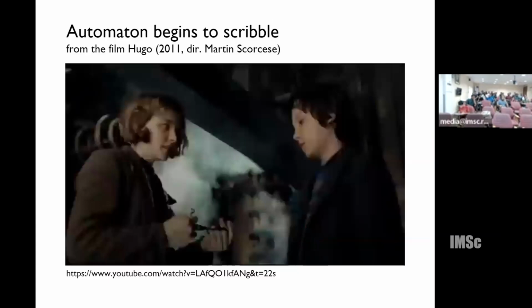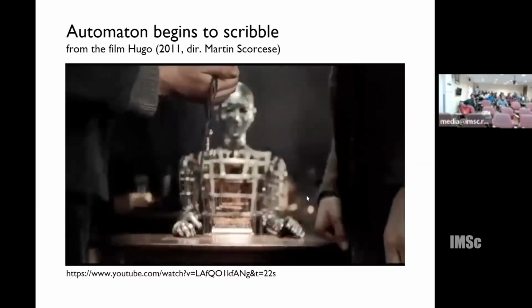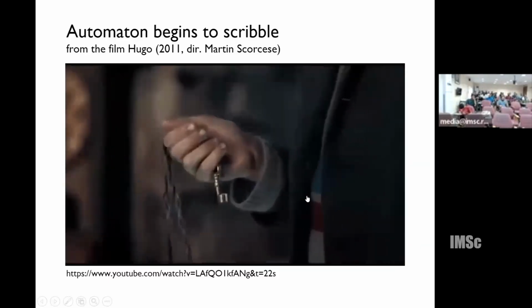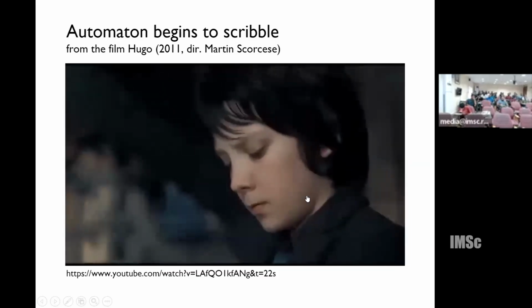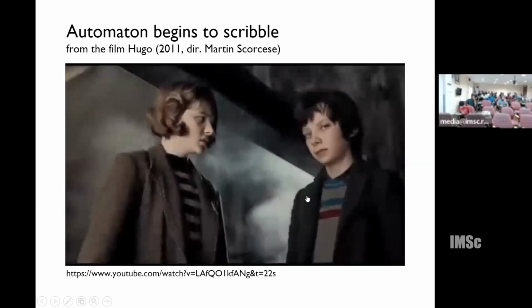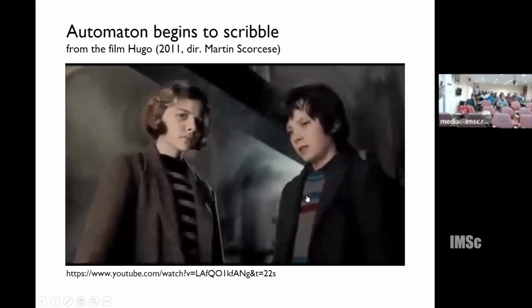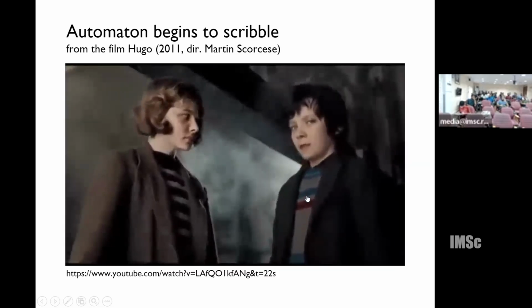How many people have watched Hugo? Okay, quite a few. Most of you might have seen this clip already, but for the benefit of those who haven't, let me just play this. It's from somewhere towards the end of the movie, where Hugo discovers the key with which to wind up that object that you see over there. It's essentially a clockwork machine. This is what the mechanics of the 18th century used to mean by automata.